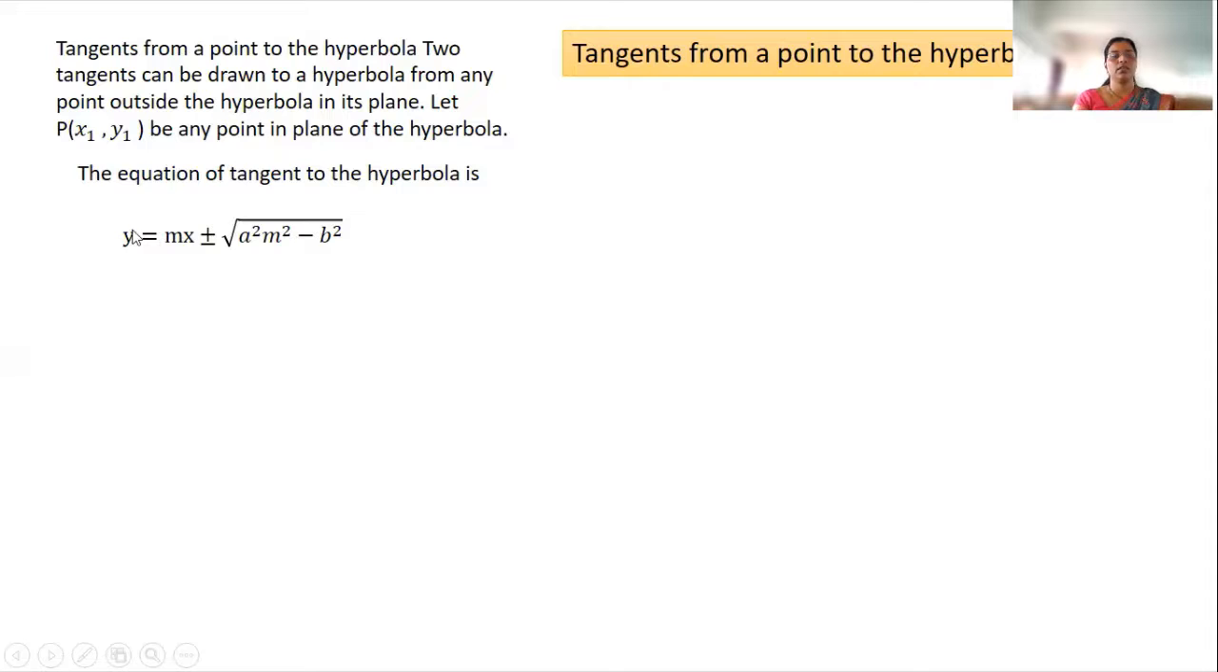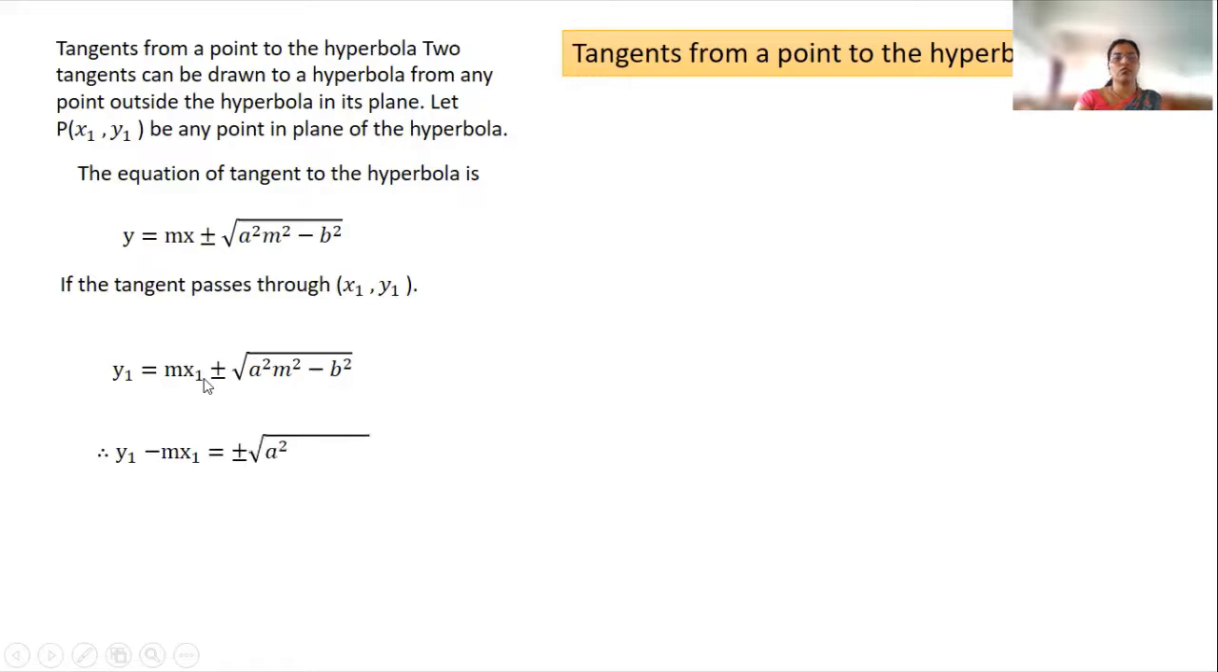आता हे कशावरून आलेलं आहे की आपल्याला इक्वेशन ऑफ टॅन्जंट आपण पाठीमागच्या स्लाइड मध्ये बघितलं y is equal to mx plus c. ती c ची व्हॅल्यू plus or minus square root of a square m square minus b square येते. जर ही टॅन्जेंट x1 y1 या पॉइंट मधून पास होत असेल तर त्या पॉइंटने इक्वेशन सॅटिस्फाय होणार. म्हणजे x is equal to x1 आणि y is equal to y1 या इक्वेशन मध्ये पुट केलं की आपल्याला हे इक्वेशन मिळेल y1 minus mx1 is equal to plus or minus square root of a square m square minus b square.